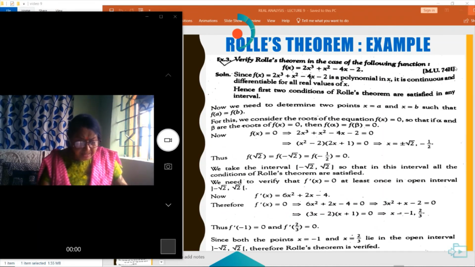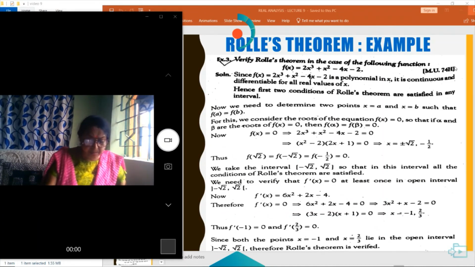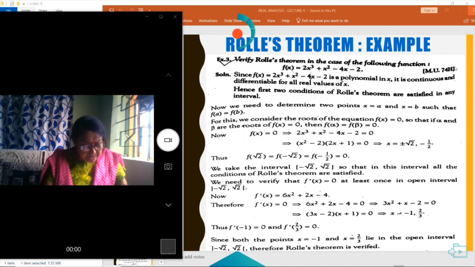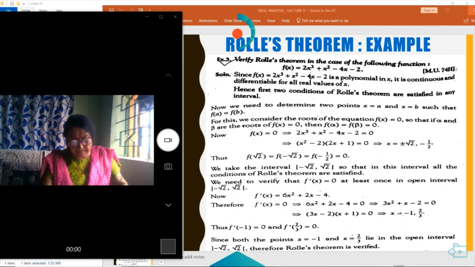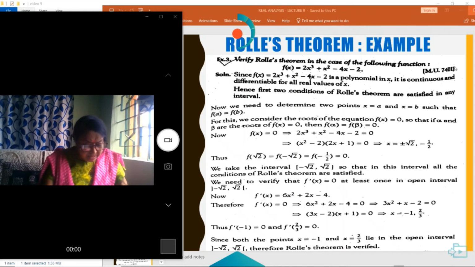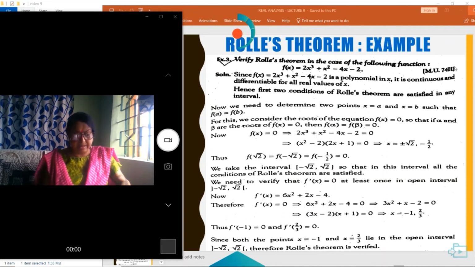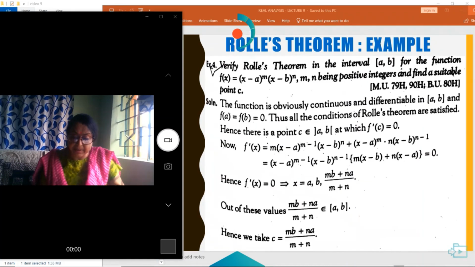So find f'(x) and put this equal to 0, and we get x is equal to minus 1 and 1 by 3. We find that f'(-1) is equal to 0, and f'(1/3) is equal to 0. Since these points lie in this interval, therefore Rolle's theorem is verified. Now take another example.